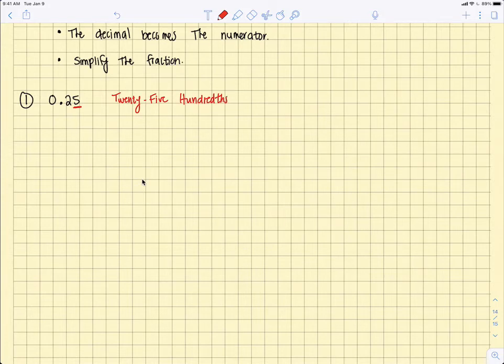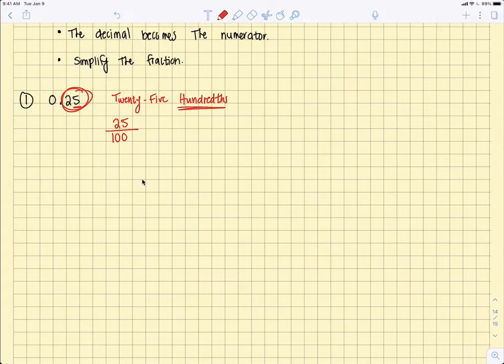Now that we've identified the place value, that's going to become our denominator. So hundredths, so 100 is going to be our denominator. And then our original decimal, this 0.25, becomes the numerator. Okay, so far we have a fraction, but now we need to simplify it. We need to make it into simplest terms.